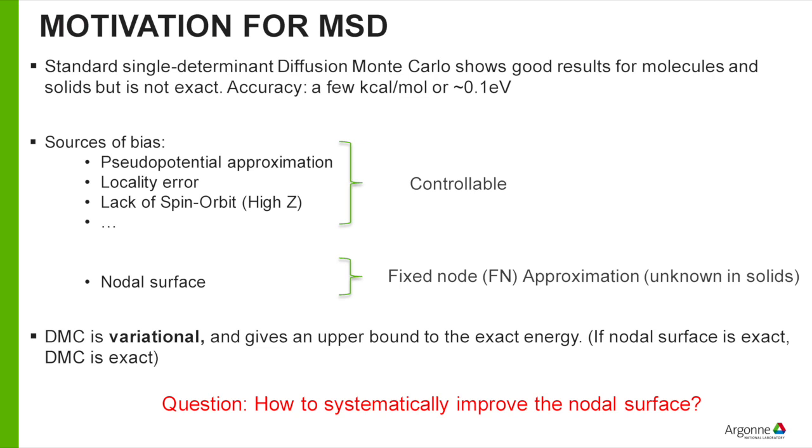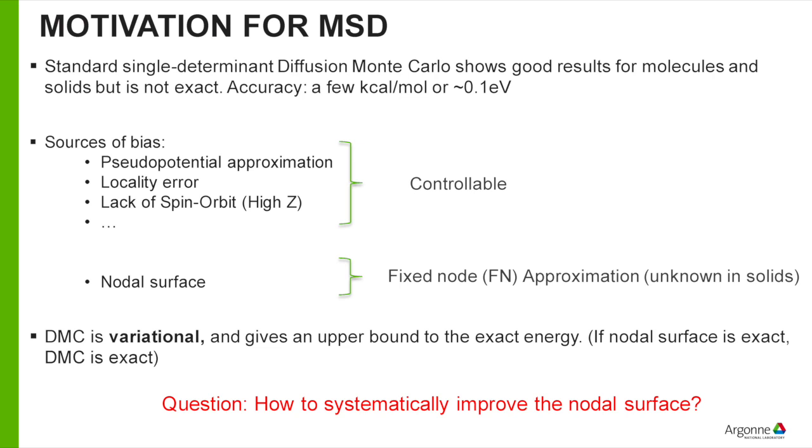So why can't we reach the ultimate accuracy that we want? It can come from multiple biases or approximations. Some of them are pseudo-potentials. Like we have seen yesterday, increasing the quality of your pseudo-potential will significantly decrease the error that you have, and sometimes even give you a better result, as we have seen, than all-electron calculations. There's the locality error that we have not talked too much about, but I think Miguel had mentioned it quickly yesterday. There is a lack of spin orbit.